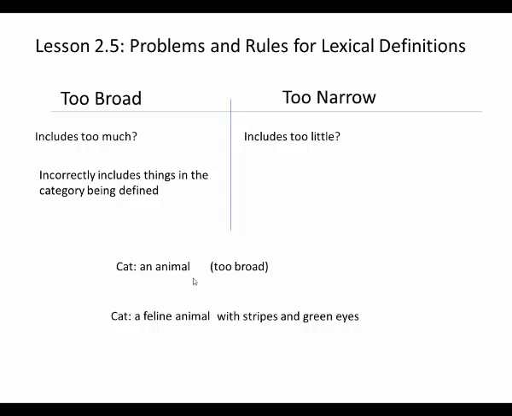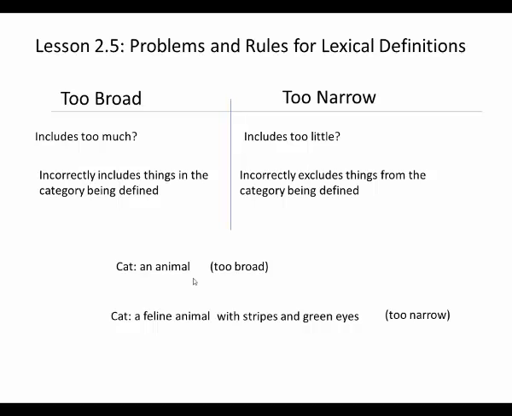And similarly, the definition cat is a feline animal with stripes and green eyes, the problem isn't that it doesn't include enough, as if somehow we just want more cats. Like that's not enough things to be cats. It's that it's the wrong things that are being excluded from this definition. So cats that don't have stripes and green eyes, black cat, for example, is being excluded, which is incorrect, right? Because that's a cat. So you can think of a definition that's too broad in terms of incorrectly including things in the category, remember. And a definition that's too narrow is incorrectly excluding things from the category.